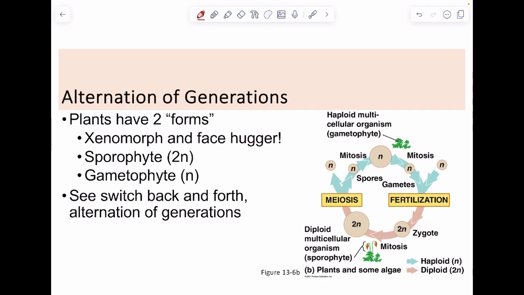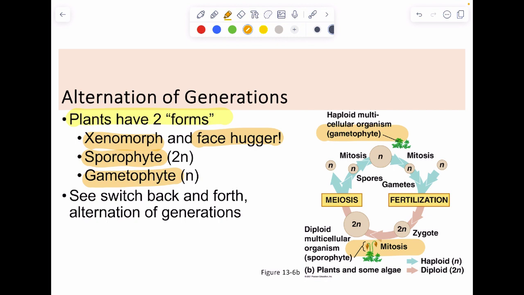Plants follow what's known as the alternation of generations, which is to say they actually exist in 2 different forms. And the most famous example of this that has nothing to do with plants are the Alien franchise, where you have the xenomorph and the facehugger. It's the same creature, but in 2 different styles. In plants, we refer to this as the sporophyte generation and the gametophyte generation. The gametophyte is haploid, and the sporophyte turns out to be diploid. And all plants are going to oscillate between these 2 stages.